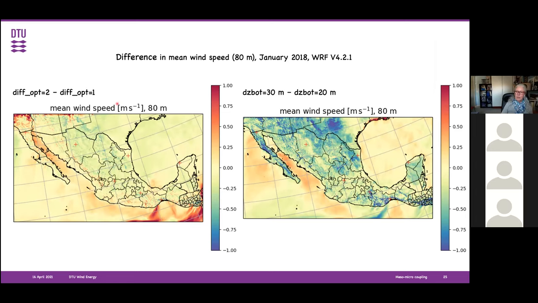This is the same. Everything is the same. The only thing that has been changed here is the diffusion option in this case and the height of the first model level. And you can see that you actually get changes of maybe 2 meters per second, 3 meters per second just by doing that.